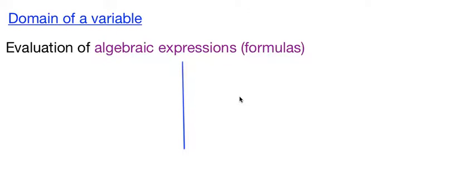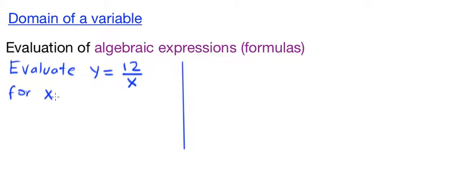of a variable. In order to understand what is the domain of a variable, we have to go over evaluation of algebraic expressions, also known as formulas, first. Suppose they ask you to evaluate the following formula: y equal 12 over x for x equal 4. If we follow direct substitution for x equal 4, y should be equal to 12 over 4, y equal 3.